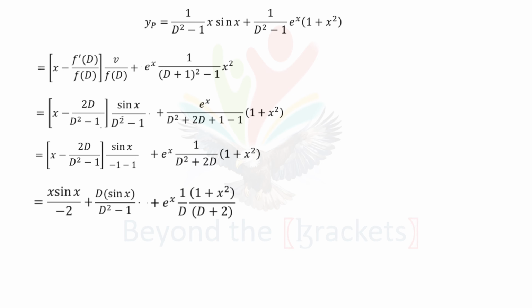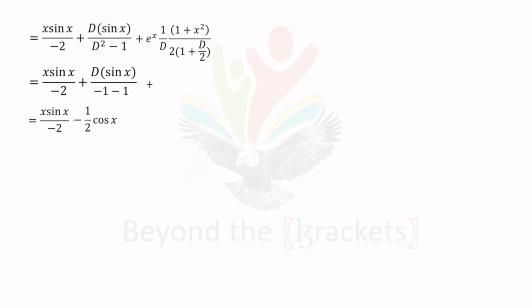1 plus x square on the RHS is type 3. For that, we take the constant common. So taking 2 common, we get 1 plus D by 2. Taking the whole term to the numerator, we expand using the formula 1 plus D inverse, which is 1 minus D plus D square minus D cube plus so on. Here D is D by 2.